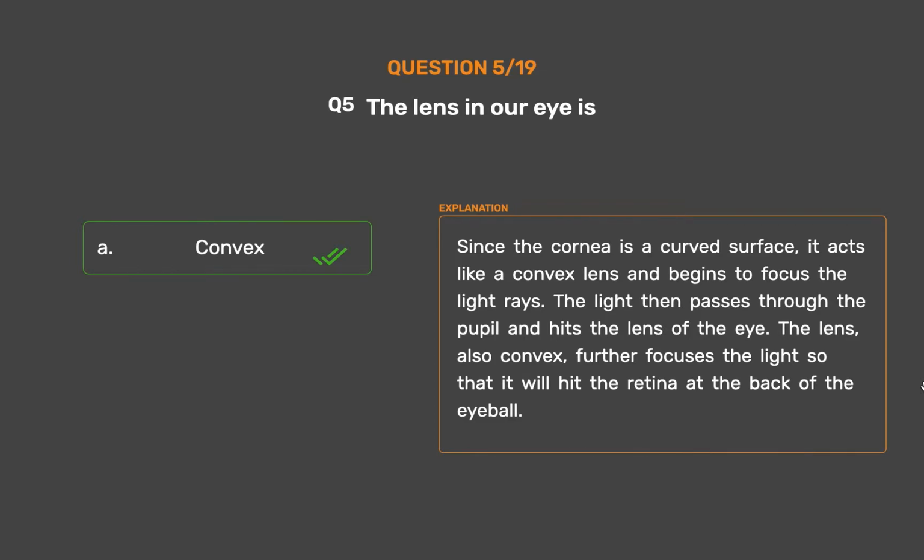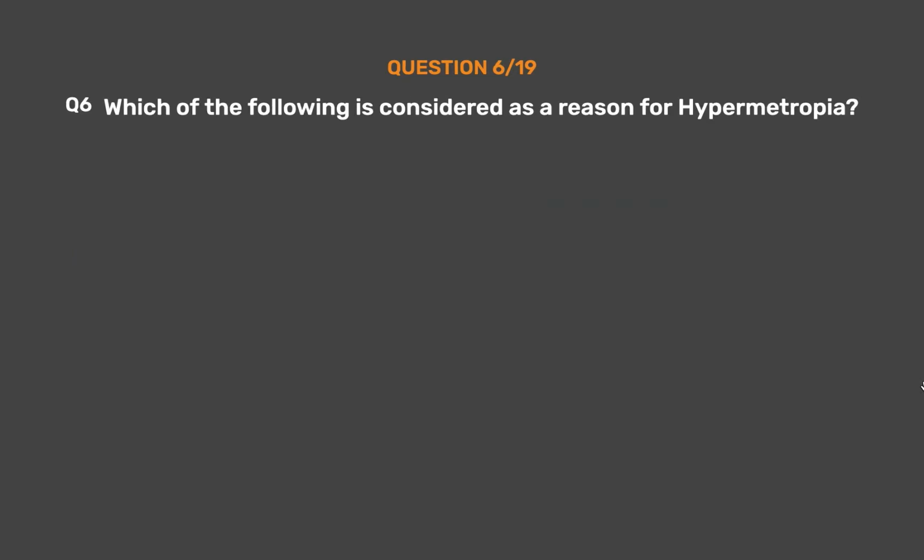Convex. Since the cornea is a curved surface, it acts like a convex lens and begins to focus the light rays. The light then passes through the pupil and hits the lens of the eye. The lens, also convex, further focuses the light so that it will hit the retina at the back of the eyeball. Question number 6. Which of the following is considered as a reason for hypermetropia?